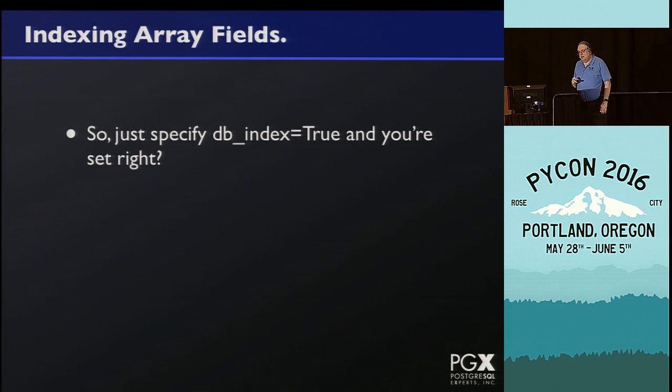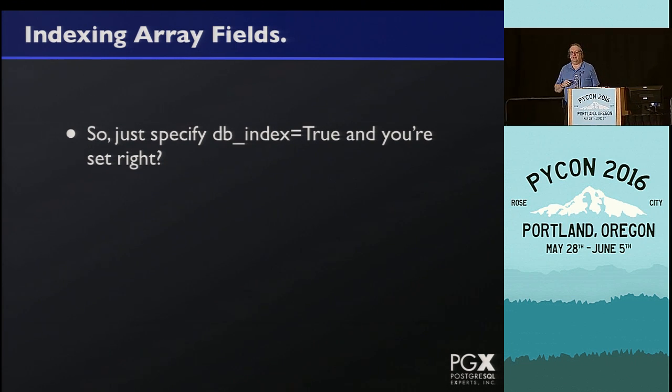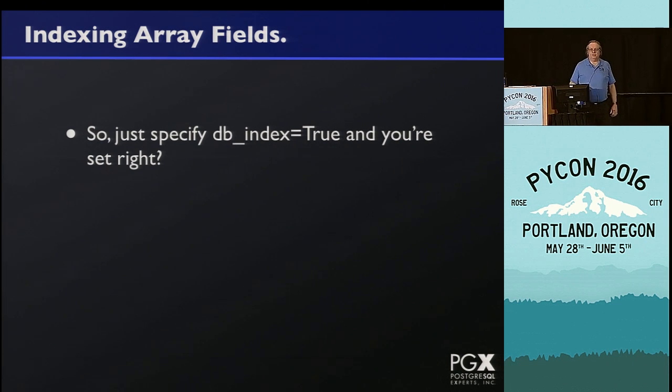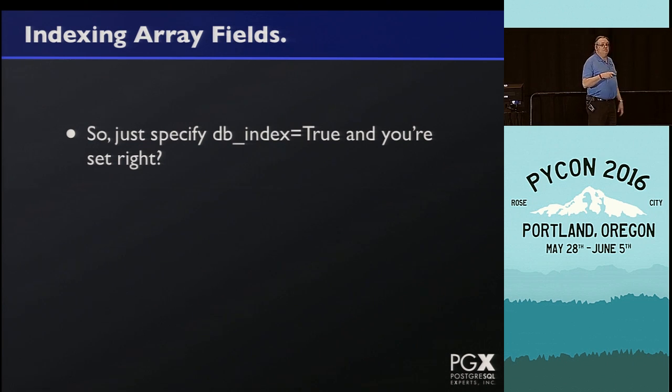Now, doing all of these is great, but you're stuck with having to do a full table scan every time you use them. And so you just say, okay, well, I'm going to do what every Django programmer does, which is set a bunch of stuff to db_index equals True because I think I might query on it later, and you're done, right?